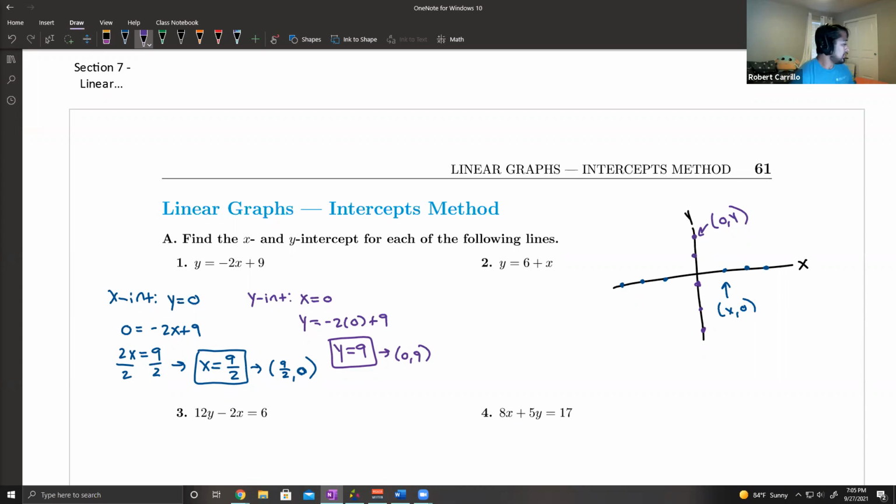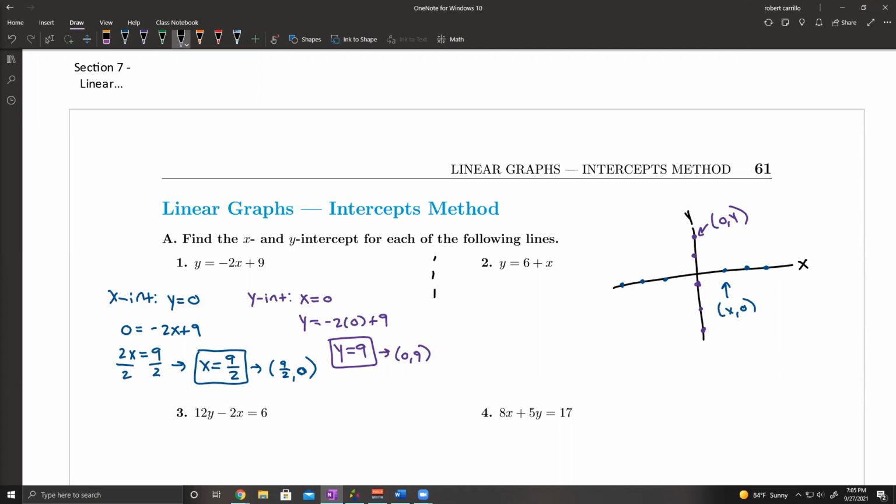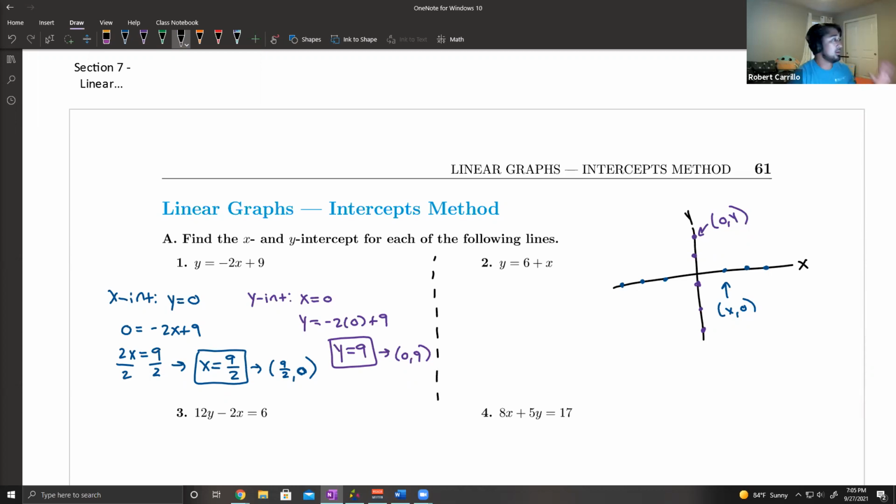All right. Any questions on that? Okay. Let's do it again. Do we need to draw the graph for you? No. Okay. Not for these ones. On this, we're just finding the X and Y intercept. Okay. Cool. All right.